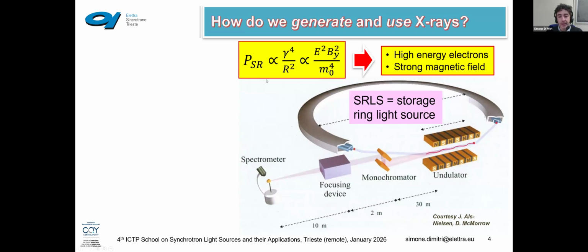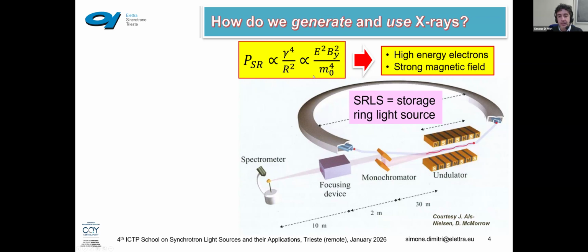Well, basically, the radiation produced in a synchrotron is due to the emission of electromagnetic energy by accelerated particles. We can calculate with electromagnetism the amount of power we can extract from a charged particle subject to centripetal acceleration. And what we get is the formula you see on the top of this slide. So the amount of power is proportional to the fourth power of the particle energy. Gamma is the so-called Lorentz factor, which is proportional to the total energy of the particle, and inversely proportional to the bending radius.